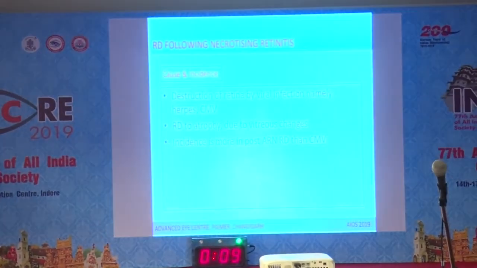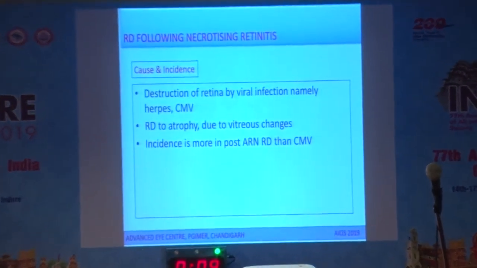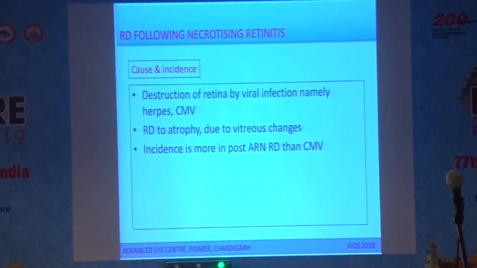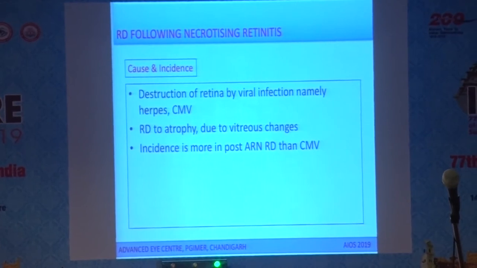My task is to talk about managing the RD secondary to necrotizing retinitis. We see these necrotizing retinitis in patients of viral retinitis, be it because of HSV, VZV, or CMV retinitis. That's a common CMV we see in case of HIV patients, and being in a tertiary center, we see a lot of these patients. So there is a lot of destruction in the retina, and the retina becomes weak, and there is something going on in the vitreous also.